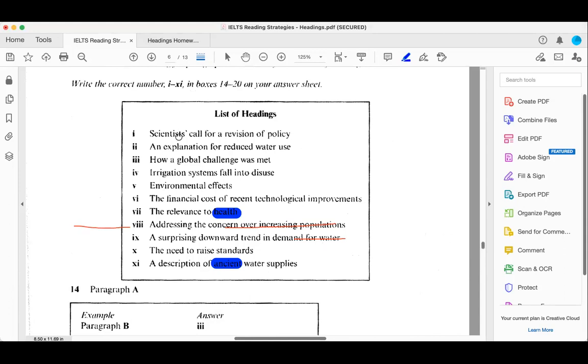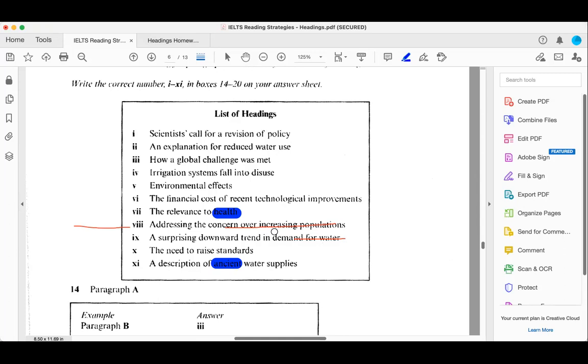Scientists, yes or no? No. Reduced water, yes or no? No. Irrigation, no. Environment, no. Financial, no. Increasing population. Because no, it's moving. So it's saying no. So many people move from their homes, so no, right? Downward trend.